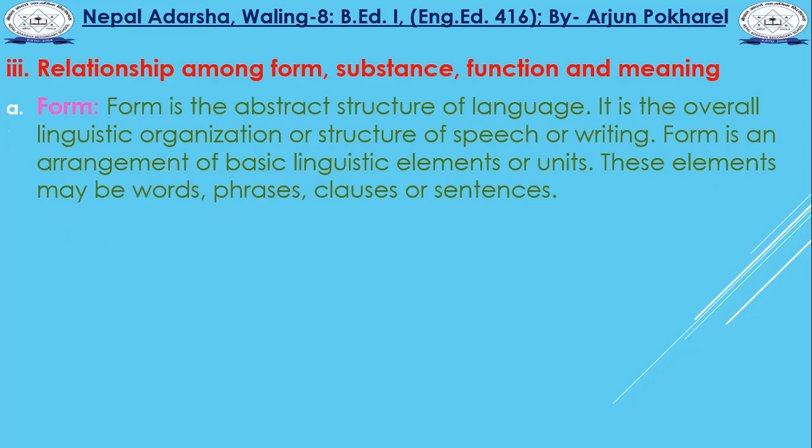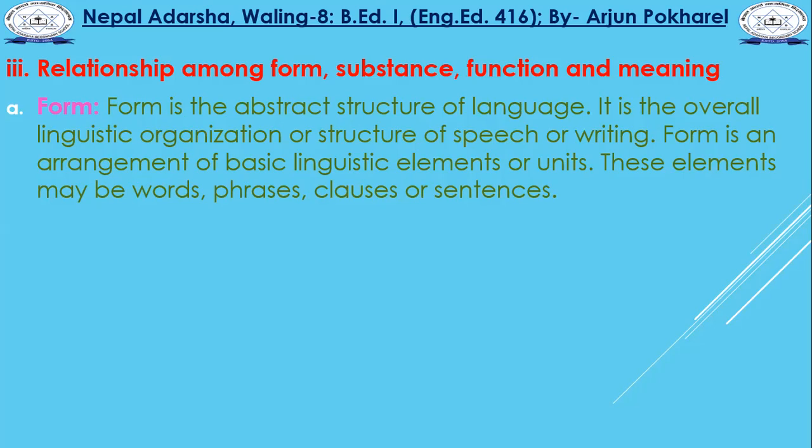What is form? Form is the abstract structure of language. It is the overall linguistic organization or structure of speech or writing. You have spoken form, you have written form. I am speaking here and you are listening there. I am speaking because of linguistic forms: the utterances, the sentences, the words, the phrases. These all are known as forms. Words, phrases, clauses, sentences are the forms of language. That's the overall linguistic organization.